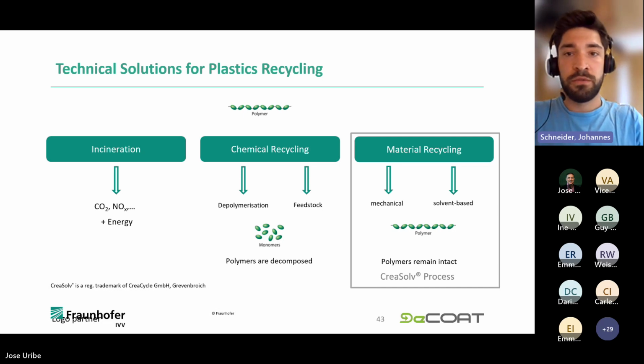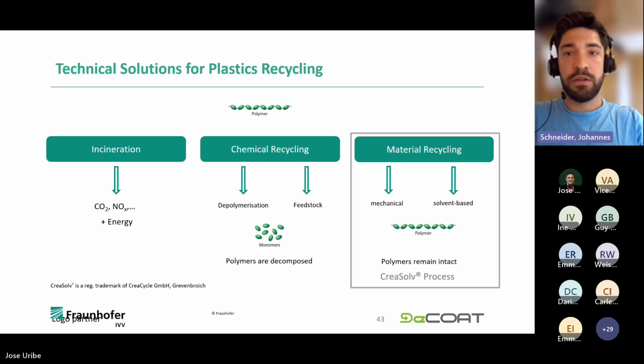The second solution for recycling is chemical recycling, for example, solvolysis or pyrolysis. During chemical recycling, the polymers are decomposed either into their monomeric units that can then be polymerized to a new polymer, or into basic feedstock chemicals that can be reused in all kinds of different chemical processes.